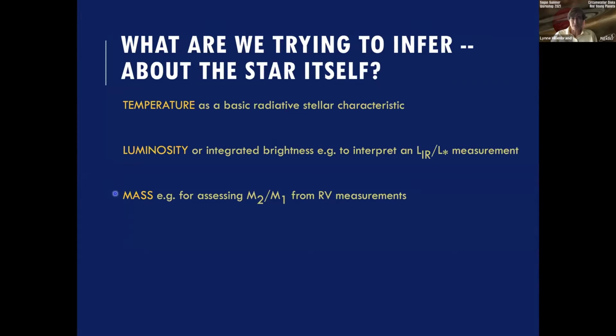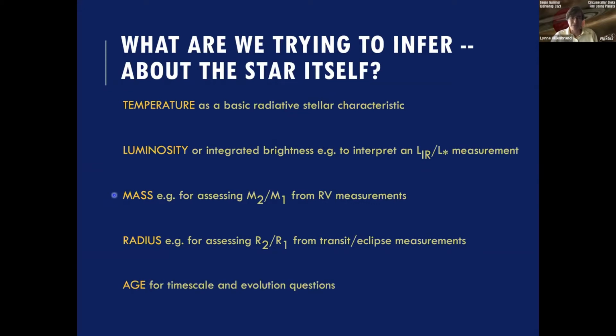As well as the circumstellar environment. But fundamentally, what we'd like to know is the mass of the star and the radius of the star. And these are important, again, in the context of exoplanet studies, because we often measure fractional properties in some way. So M2 over M1 of a planet, for example, or R2 over R1. And so knowing the radius and the mass of the star is critical for determining the properties of the planet. And then a big one is age.